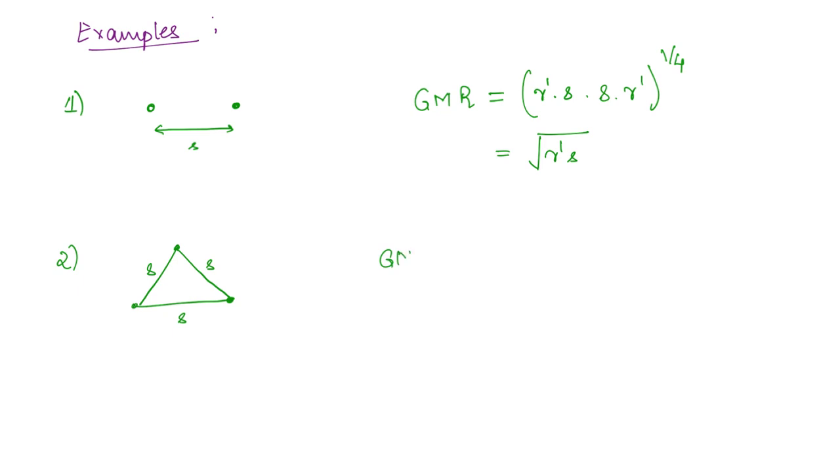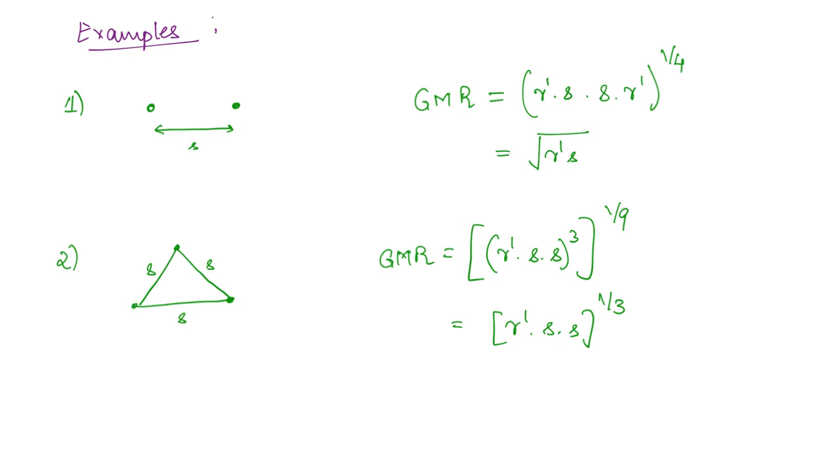Here what will be the GMR? If you take one conductor, the radius into this distance into the other distance, you have r dash into S into S. Similarly, this repeats for all the 3 conductors, so to the power 3, and since there will be 9 terms, you write to the power 1 by 9. So you are going to get (r dash S squared) to the power 1 by 3.